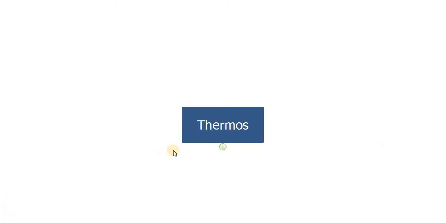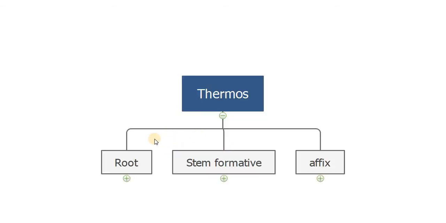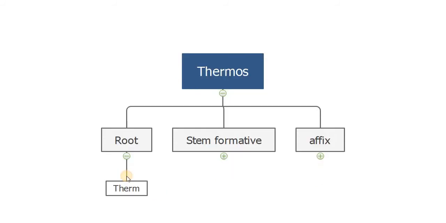Now, let's take the Greek word thermos. So, the Greek word thermos has a root, a stem formative, and an affix. Now, will you be able to identify what they are? Now, let's take a look at it. The Greek word thermos consists of a root, which is therm, a stem formative, which is o, denoted by hyphen o hyphen, and then there is an affix, which is s.